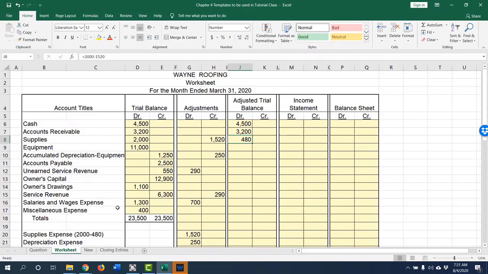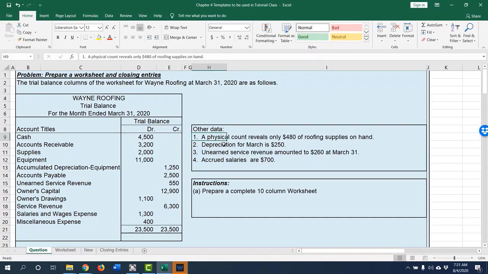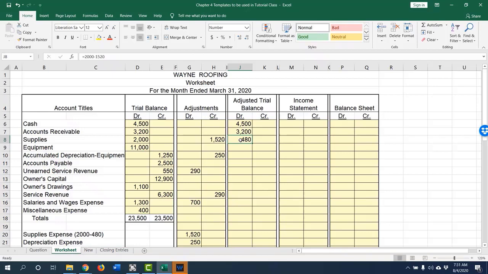And you can also check, this is what they have told us, right? A physical count reveals only $480 of roofing supplies on hand, and our account also supports that. The adjusted balance of supplies will be 480, because at the end of March 31, the company had $480 of supplies only. Very simple, right? So equipment, asset account, debit side, no change. So we can just safely write 11,000 here.